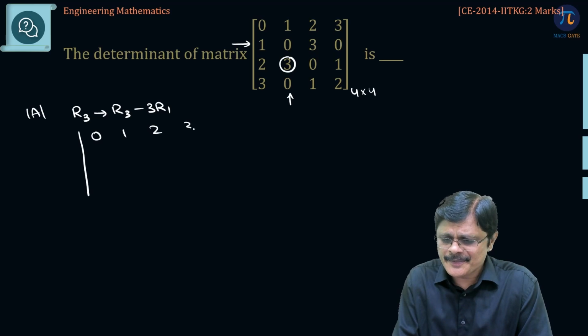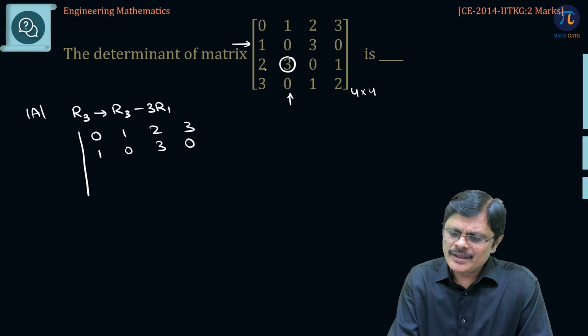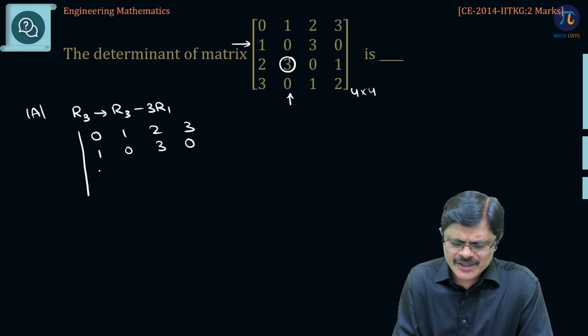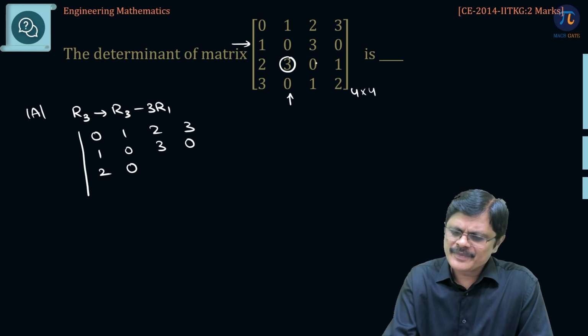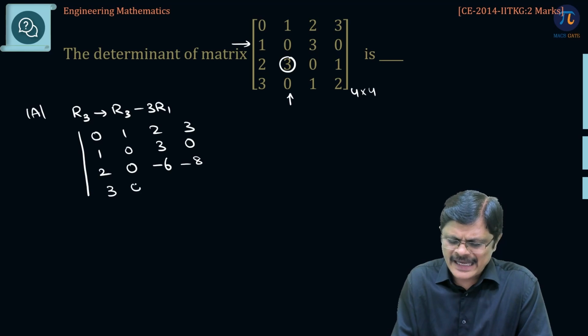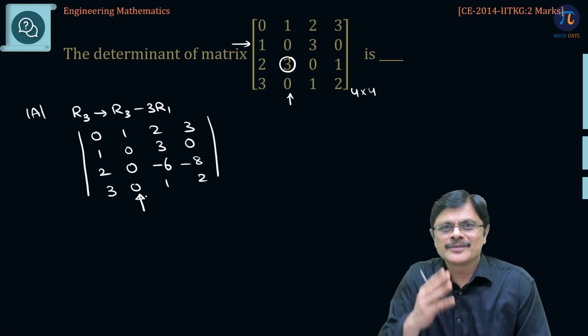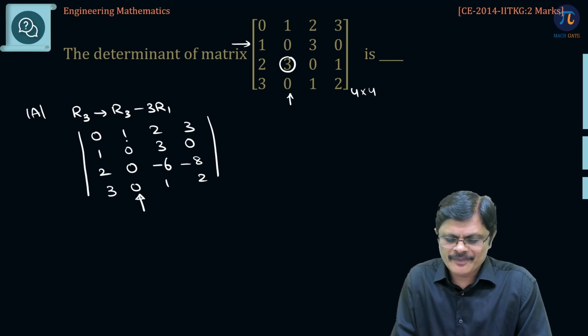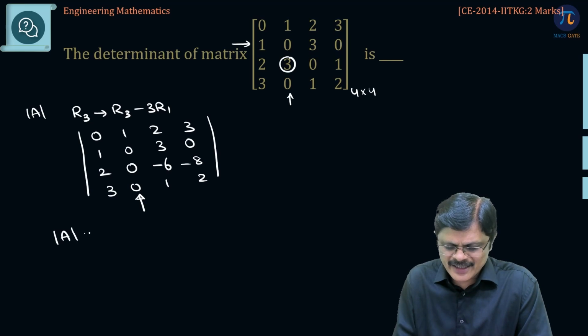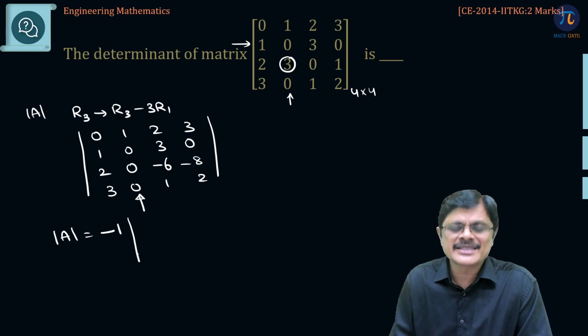First row as it is, second row as it is, third row. So what you are doing? 2 minus 3 times 0, that is 2 only. 3 minus 3, 0 minus 6, and it is 1 minus 9, which is minus 8. Remaining entries as it is. So I created more number of zeros in this particular column. So expand along this particular column. The determinant of the matrix is, because it is first row second column element, 1 into minus sign. So minus 1 into, remove the column and remove the row, the remaining submatrix determinant.